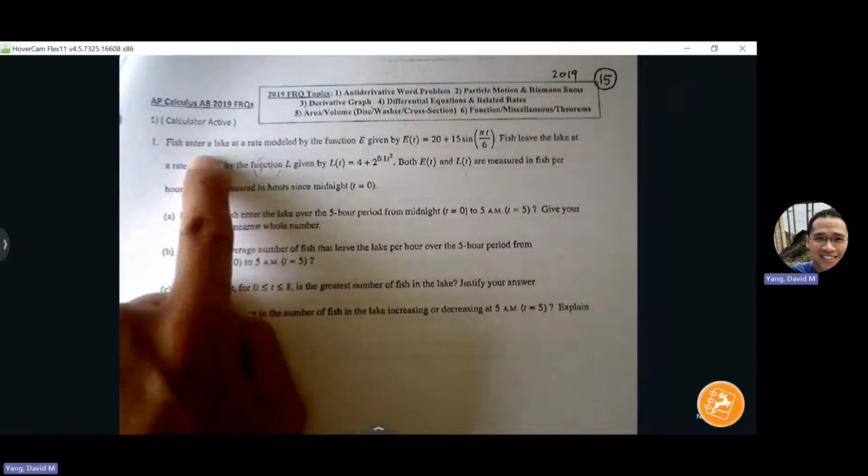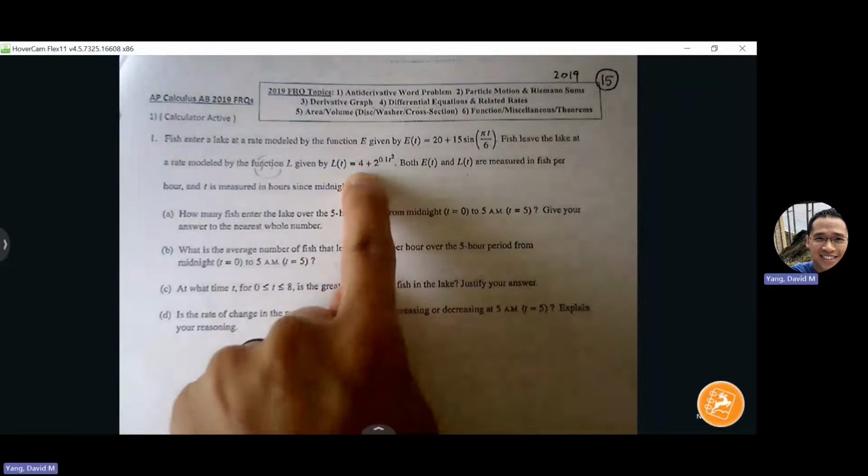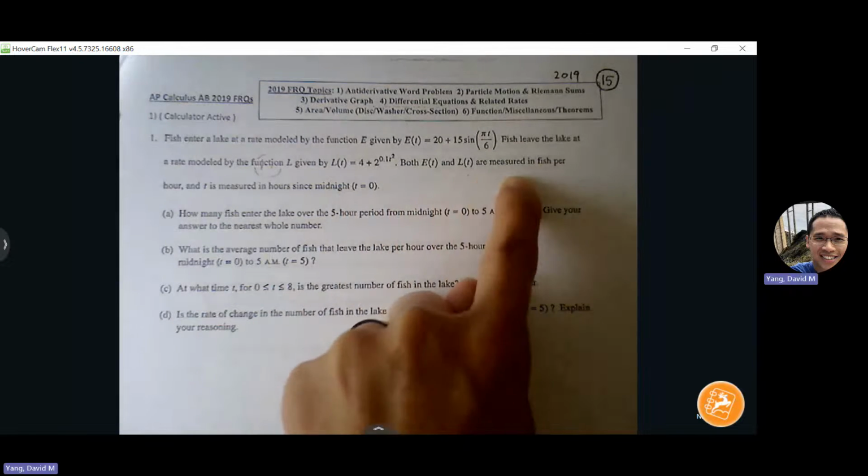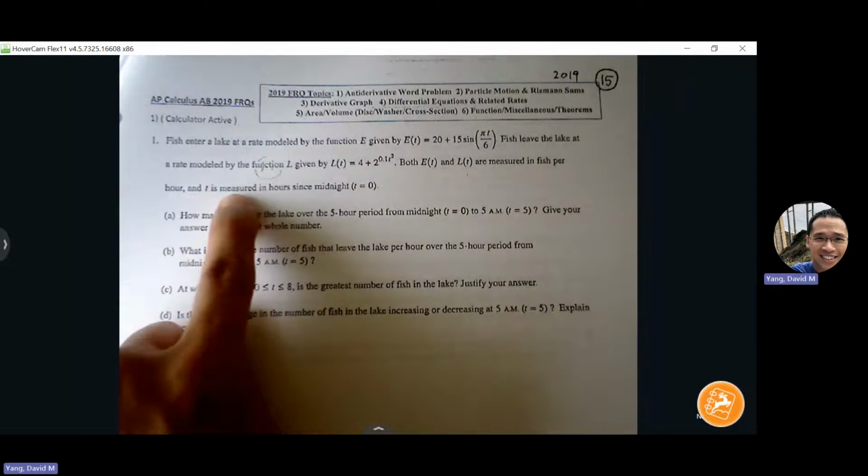Fish enter the lake at a rate modeled by E of t. So E of t represents the rate at which fish are entering the lake. Fish leave the lake at a rate modeled by L of t. So we have another rate that represents the rate at which fish are leaving the lake. Both E of t and L of t are measured in fish per hour, so they're both rates. And t is measured in hours since midnight.